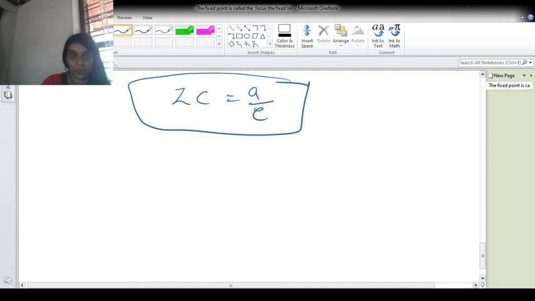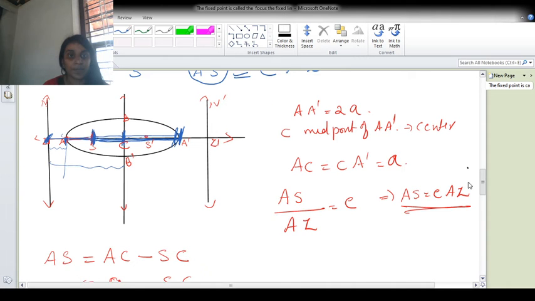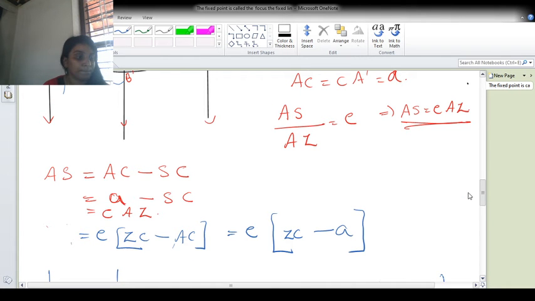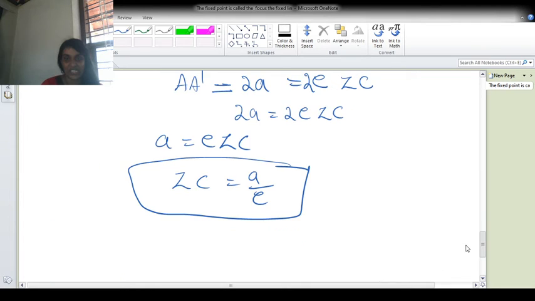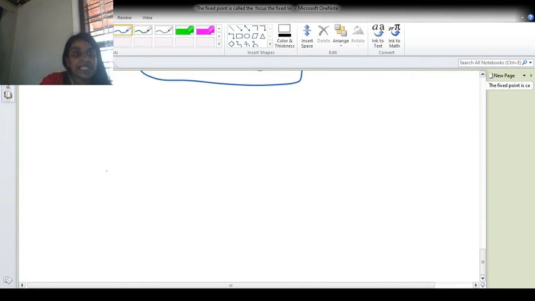Next we need to find SC. What is SC? SC can be written in terms of e and AZ.